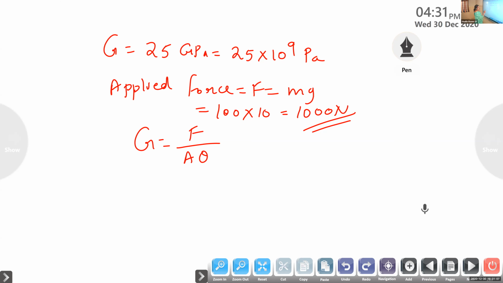So now the side of the cube is given to you. If you want to find out this, you have to find the area of the cube. Side of the cube is 10 centimeter, that means 0.1 meter. Therefore, area of the cube. What's the equation to find out the area? Area of the cube is side square. So 0.1 square. That is our area.